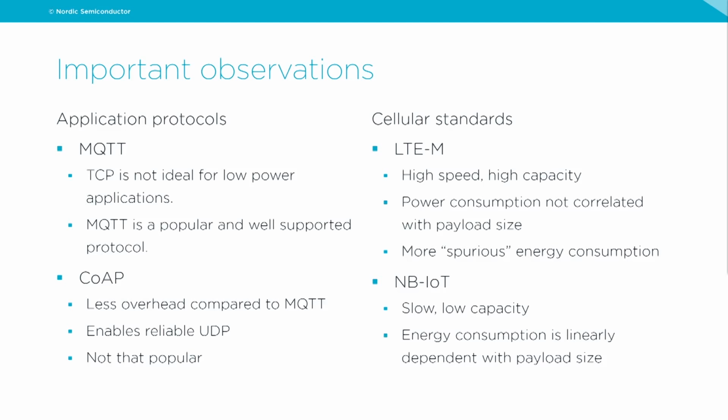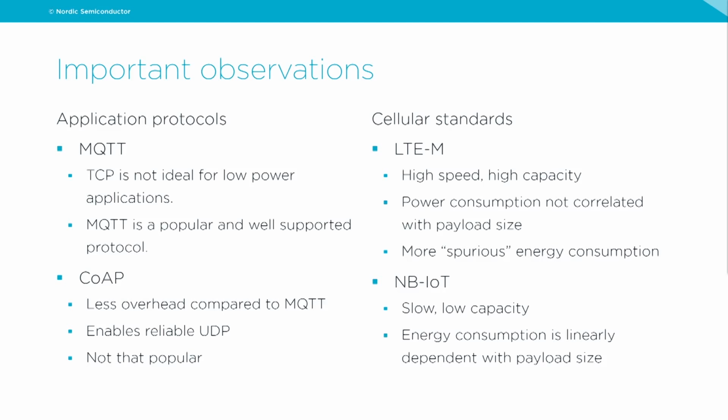When it comes to the cellular standards, we have seen the classic result here that LTE-M boasts high speed and high capacity, while NB-IoT is slow and has low capacity. We have also seen that the energy consumption of NB-IoT is linearly dependent on payload size, while for LTE-M the power consumption is not correlated with payload size. And if your network provider gives you a short RRC inactive countdown, that means that LTE-M could be the better choice if you transmit large amounts of data.